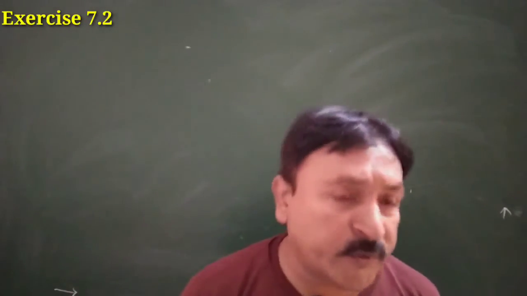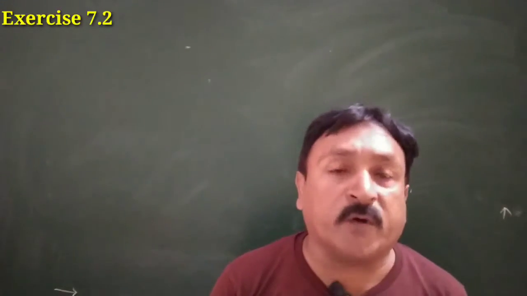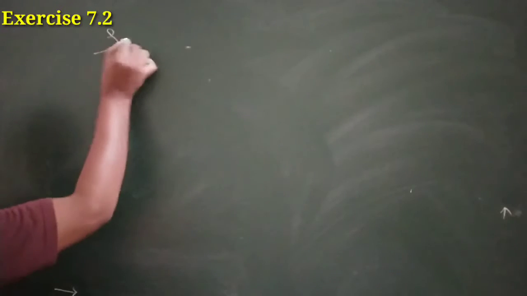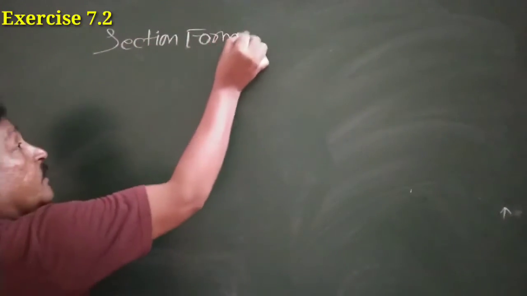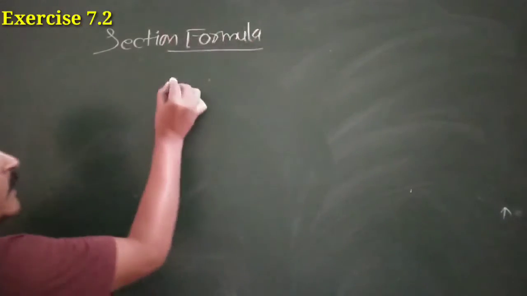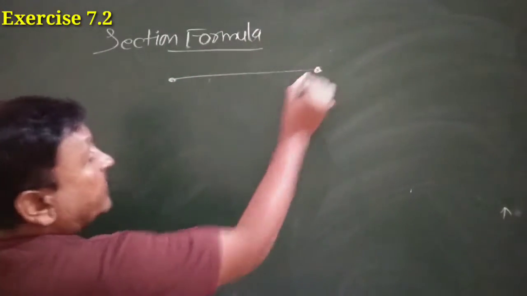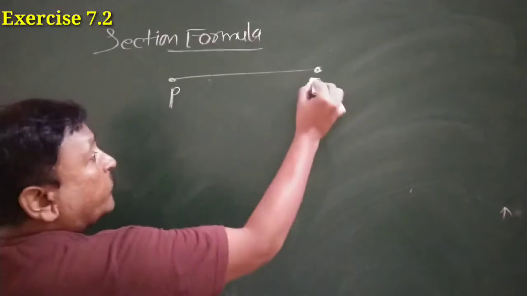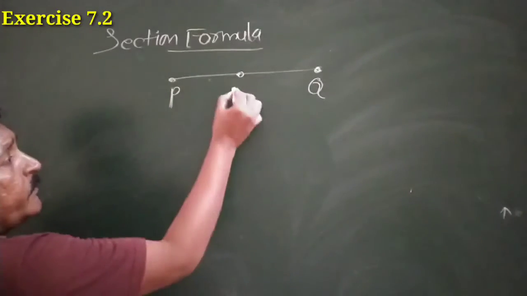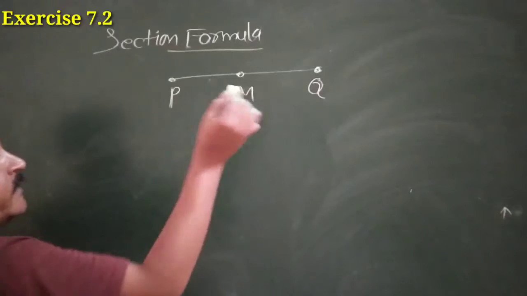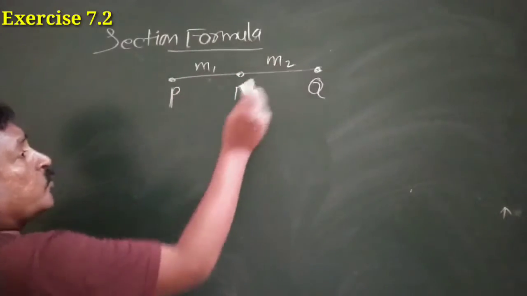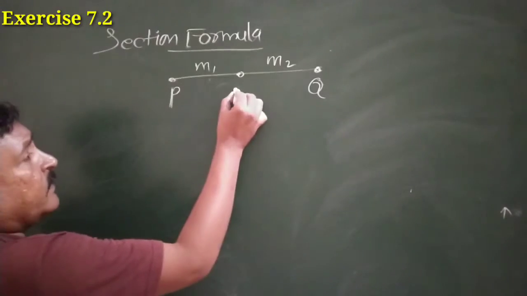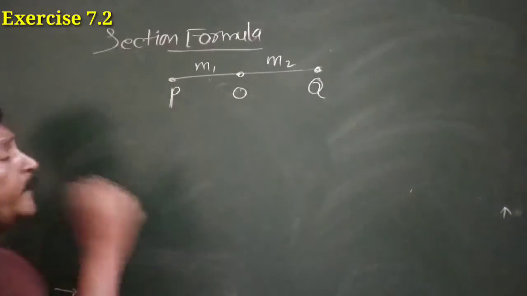Yesterday I forwarded a video to you related to the section formula. Remember? In the section formula, when a line segment is formed by 2 points, any point in between we can name M. Suppose this is M1, this is M2, so let us change its name and call it O.